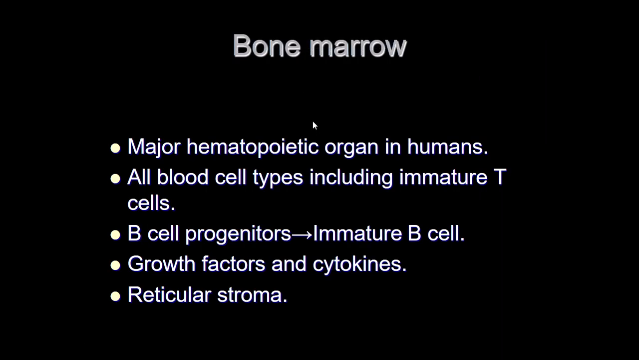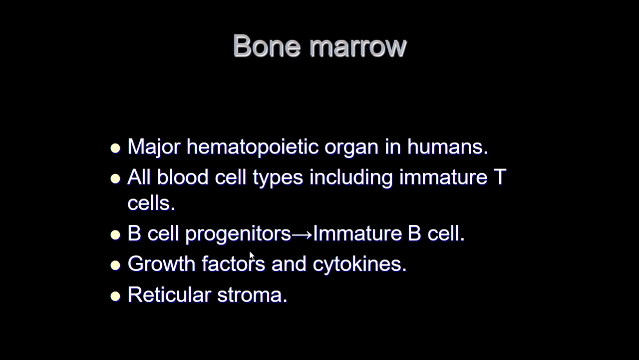The first primary lymphoid organ, which is the most important lymphoid organ in our body, is the bone marrow. And we know that the bone marrow is the major hematopoietic organ in humans. All hematopoietic cells, red blood cells, white blood cells, platelets, and so on, come from the bone marrow. So all blood types originate in the bone marrow, including of course the B and the T cells, as you know.